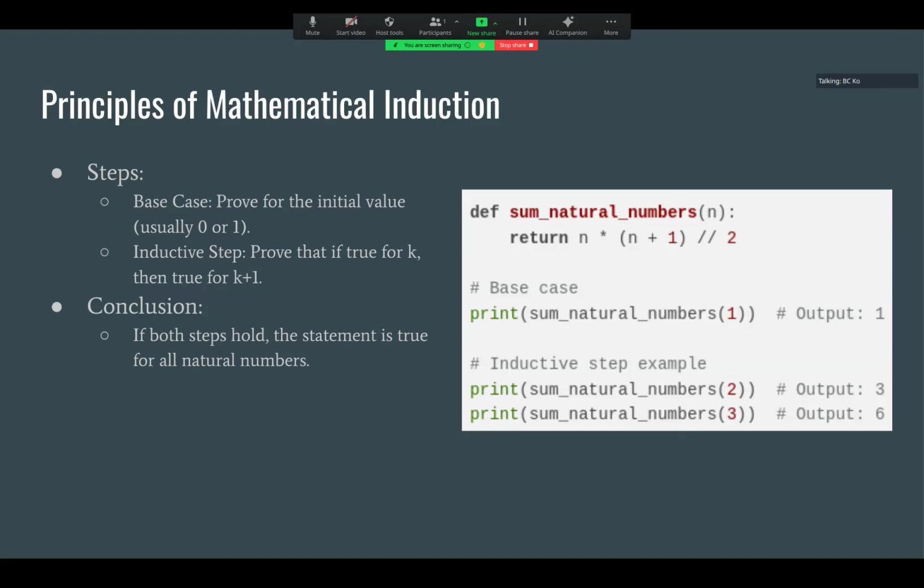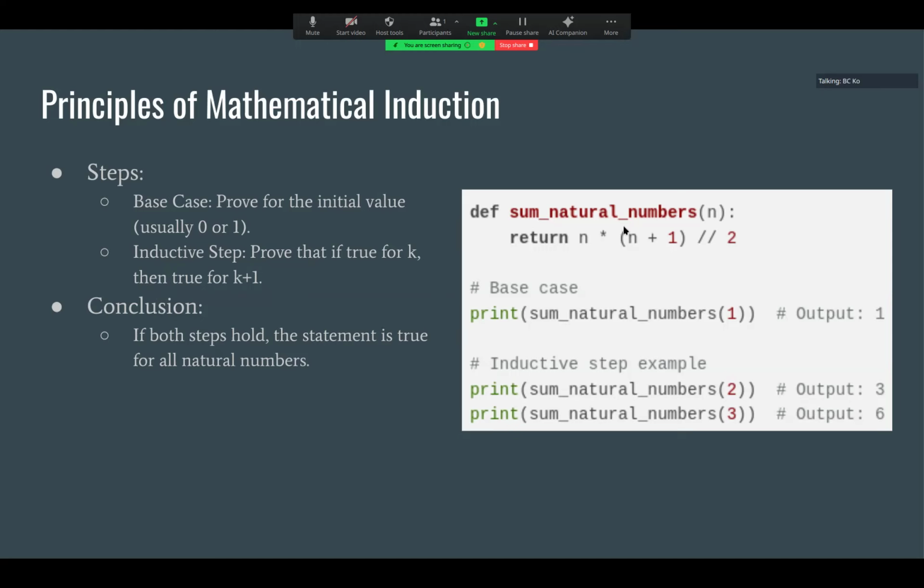First, we will have the base case, where we prove the statement for an initial value, usually 0 or 1. And then second, the inductive step, where we show that if the statement holds for an arbitrary case k, it must also hold for k plus 1. If both steps are successfully proven, we can conclude that the statement is true for all natural numbers.